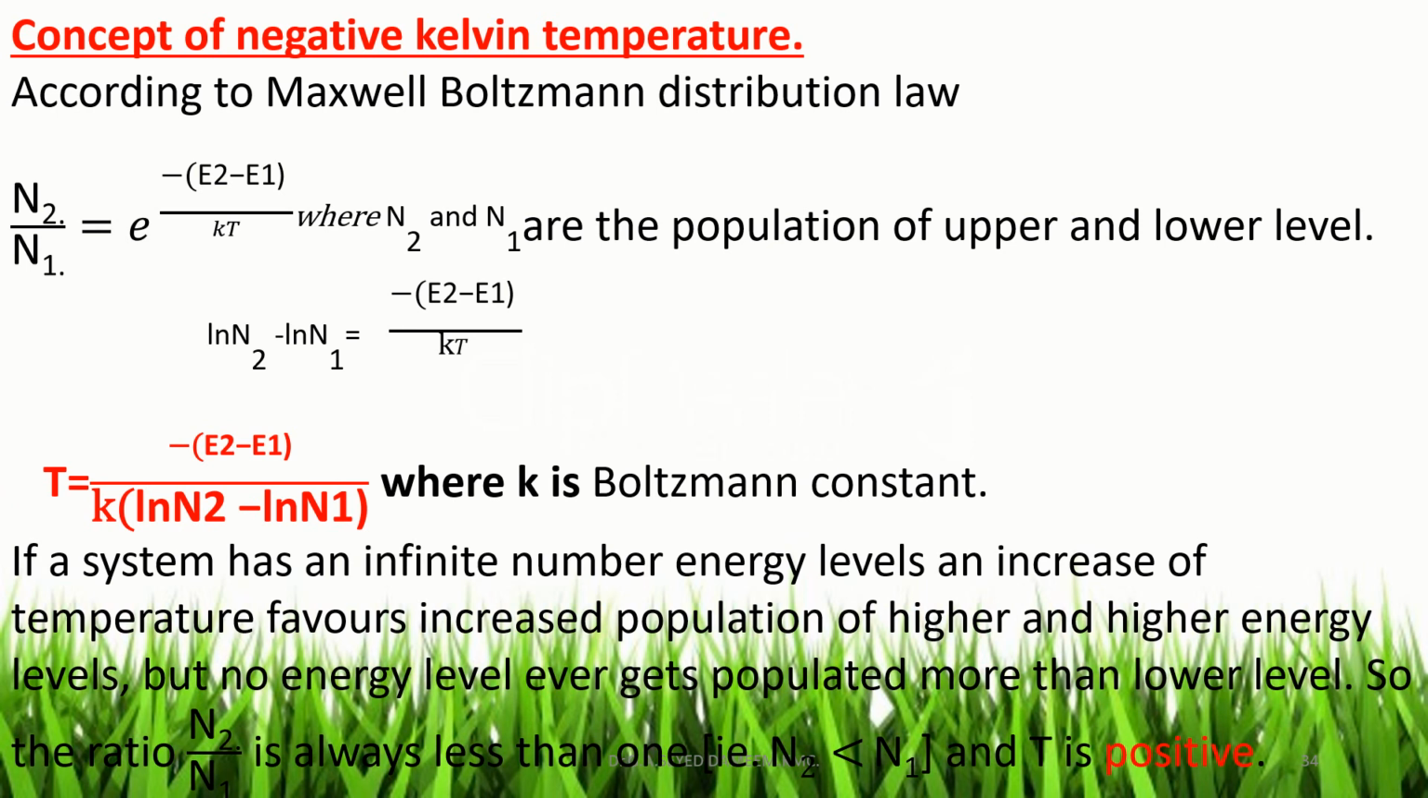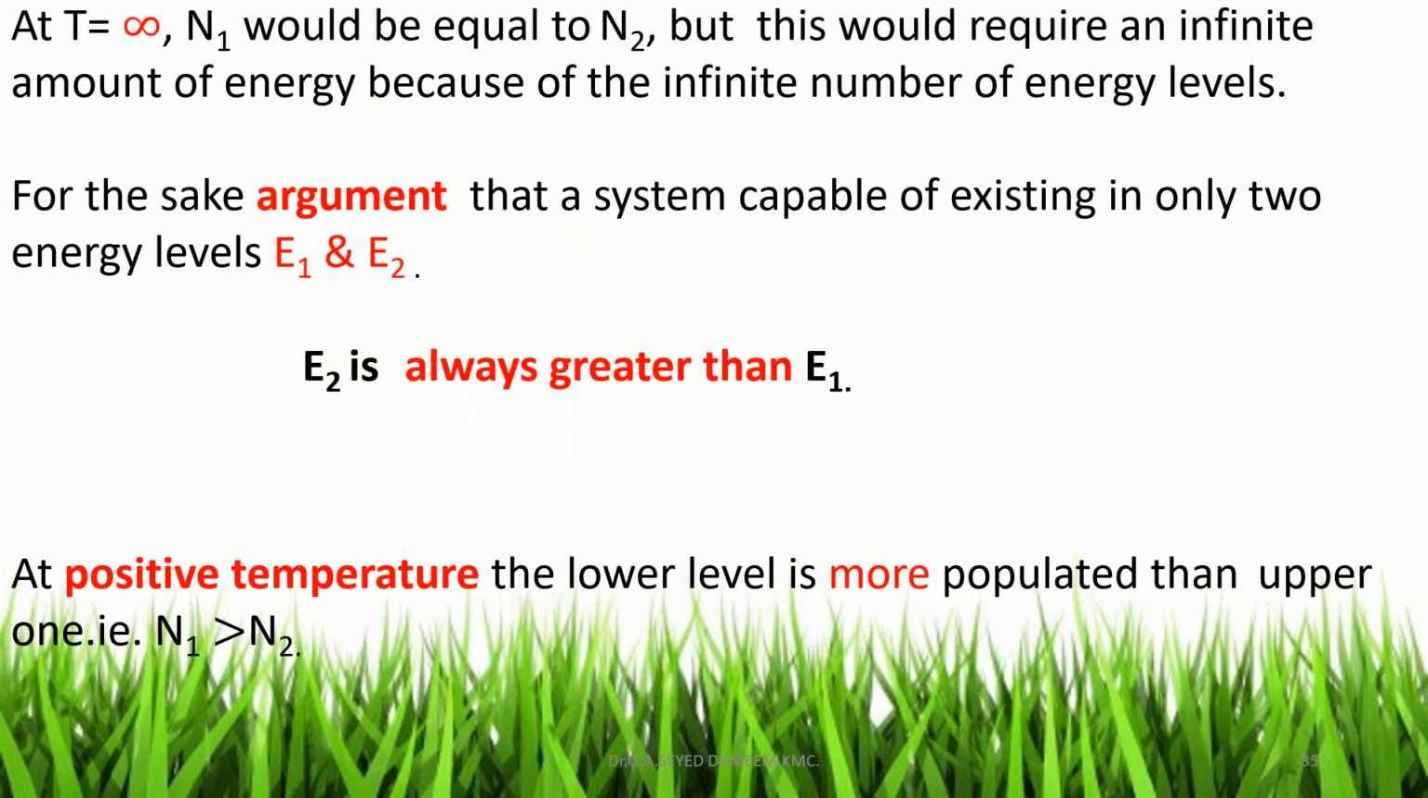So as per the equation, T is equal to numerator negative sign, and as the N1 value is greater than N2, the denominator value is also negative. So T is negative divided by negative, that is positive. The temperature is positive. Now at infinite temperature, T is equal to infinity, N1 would be equal to N2. But this would require an infinite amount of energy because of the infinite number of energy levels.